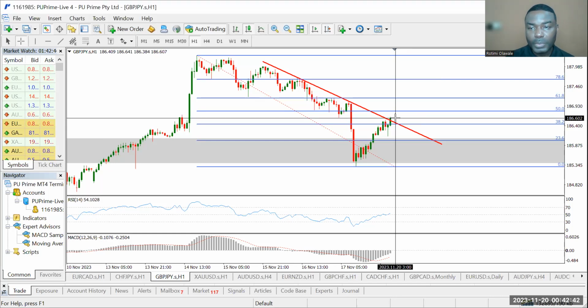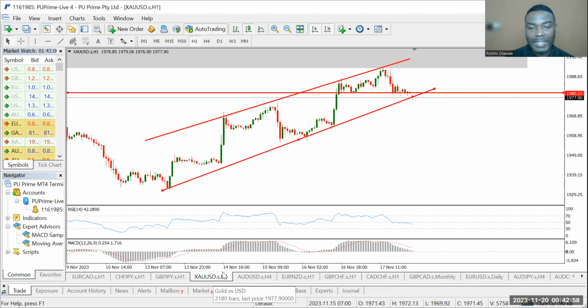All right, so we should be looking at profit in the range of about 19 pips to Fibonacci 50 and about 53 pips to Fibonacci 61.8. So by and large, I'm bullish biased on GBPJPY. And the next instrument I'll look at is gold.